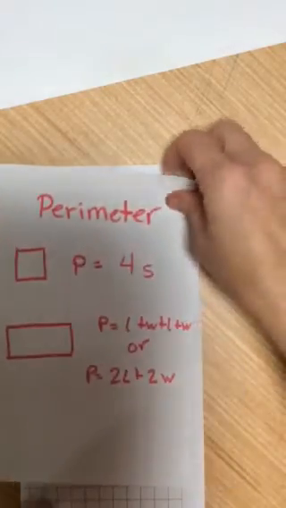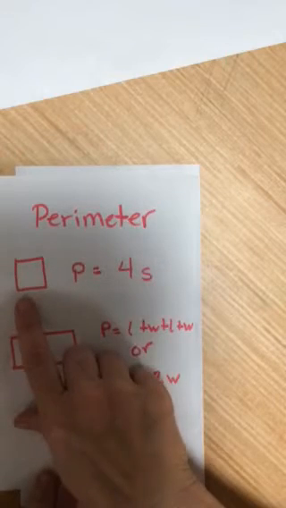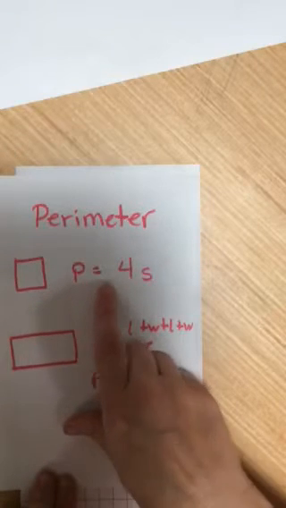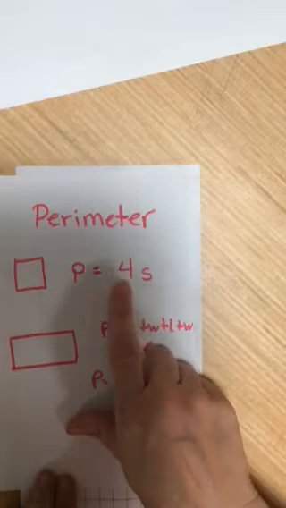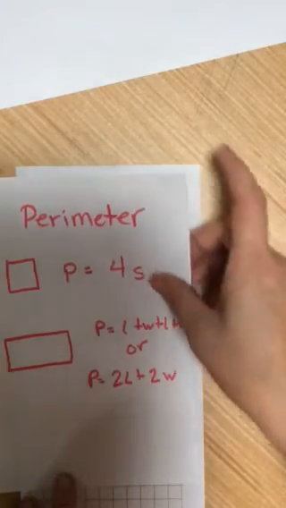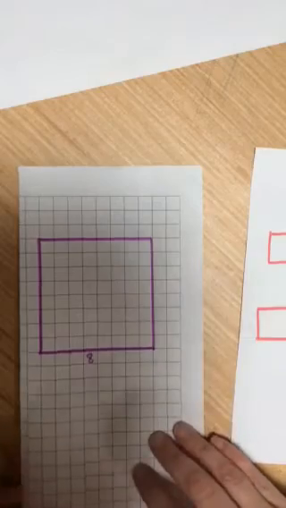Or if we use the formula here, the formula for a square says that perimeter equals 4 times the side, which is the same thing as adding up 4 eights. 8 times 4. So the perimeter would be 32.